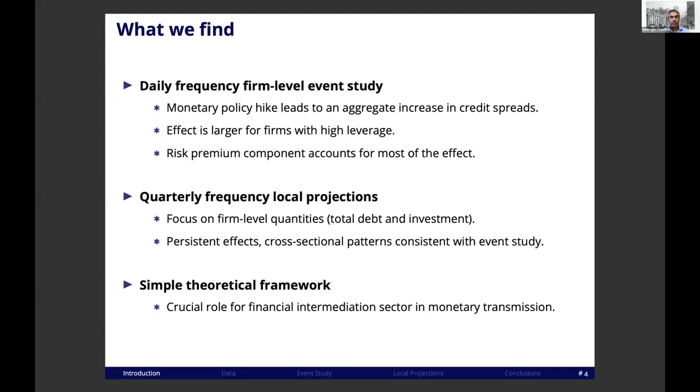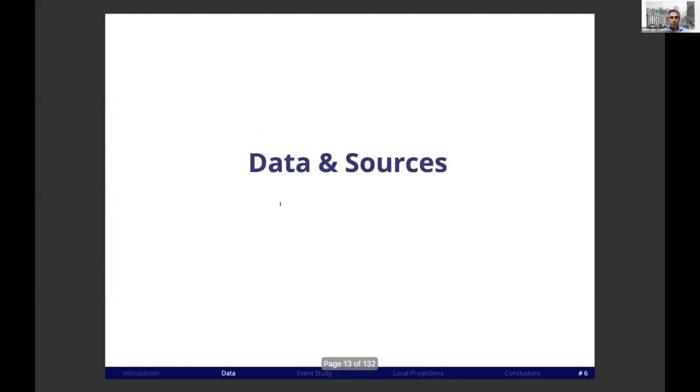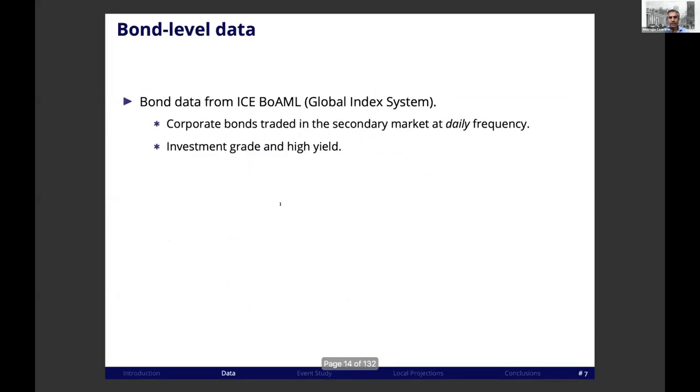So this is also basically what we do in the paper, is also the structure of the presentation. Given the time, I think I'm going to mainly focus on the daily frequency firm level event study. And if I have time, I'm going to briefly go through the quarterly frequency local projections. Before doing that, though, let me just quickly describe the data that we use, especially the bond level data that is a bit more novel and you might not be familiar with it.